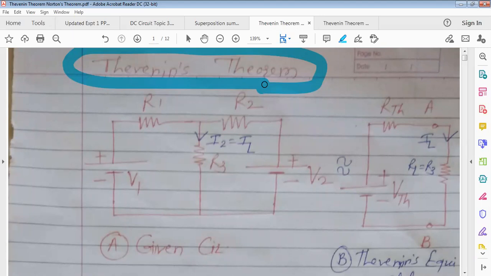Some numericals are easier using Thevenin's, some only using Kirchhoff's. So whenever you have a choice, observe the circuit and decide which method is convenient to use, and in very less time you can solve. But in the exam, you don't have a choice.